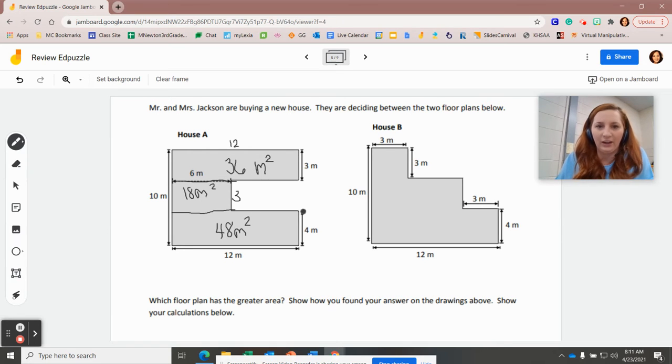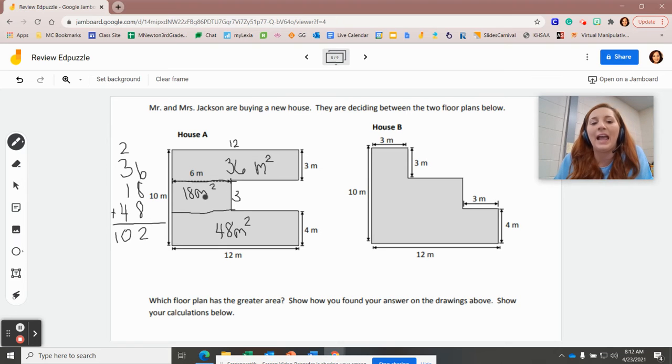Now we just add all the areas together to get the total area. So 36 plus 18 plus 48. So 8 plus 8 is 16. 16 plus 6 is 22. 3 plus 1 plus 4. Well, 3 plus 1 is 4. 4 plus 4 is 8. 8 plus 2 is 10. So we get the same answer whether we want to add in all the areas or whether we do the subtraction method. So this house, house A, is 102 meters squared.